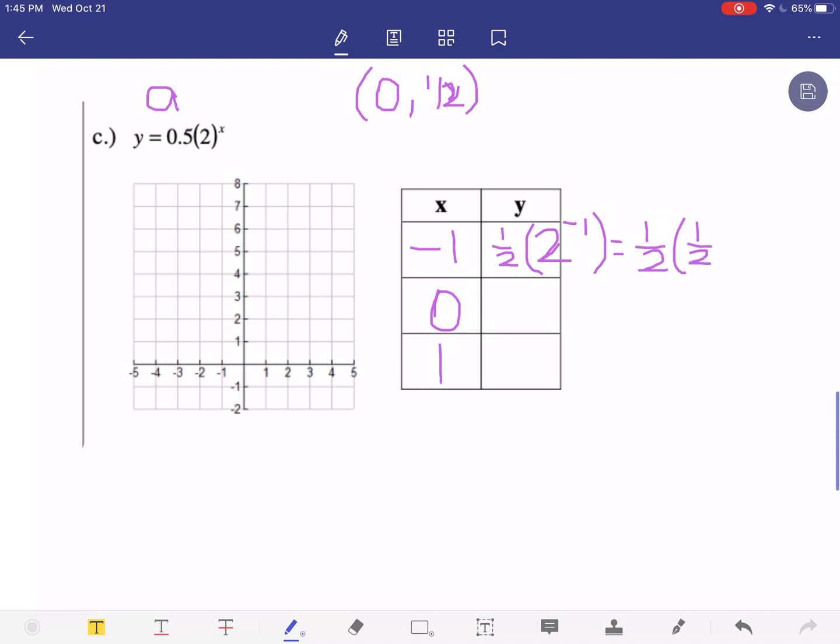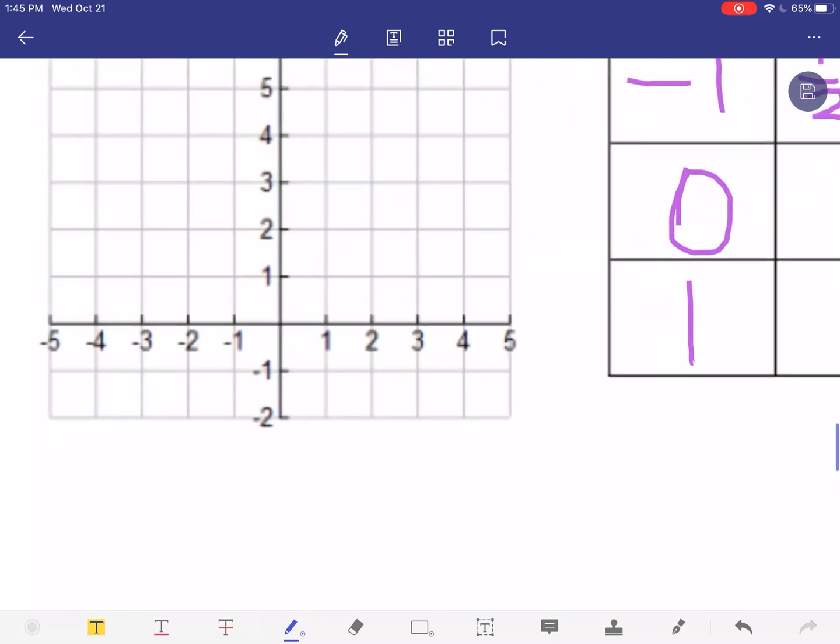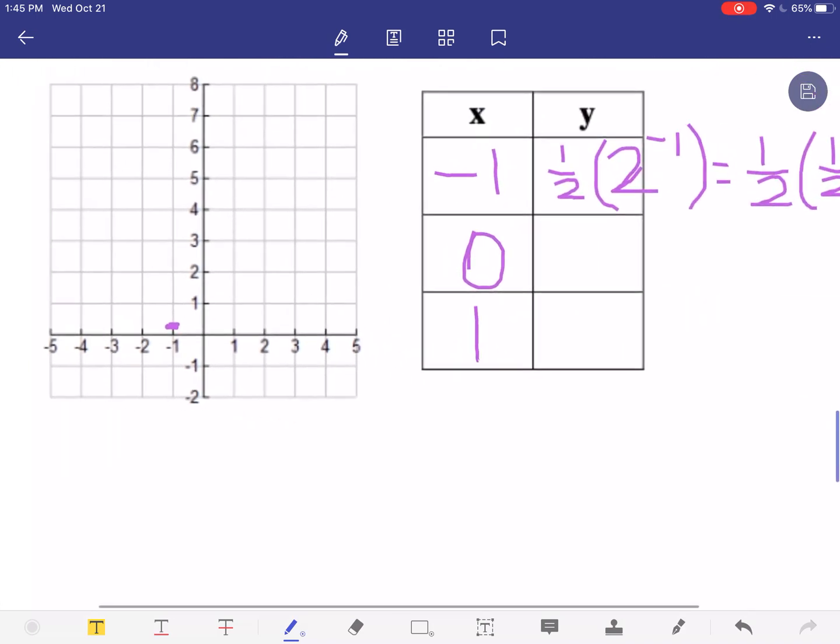So 1/2 times 1/2 again is going to be 1/4. 1/2 times 1/2, numerator times numerator when you're multiplying your fractions. 1 times 1 is 1, and denominator times denominator, 2 times 2 is 4. So my ordered pair is -1 and 1/4. Come over to -1 and up to 1/4. We'll be very close right there again to 0. Very close, but not over the x-axis there.